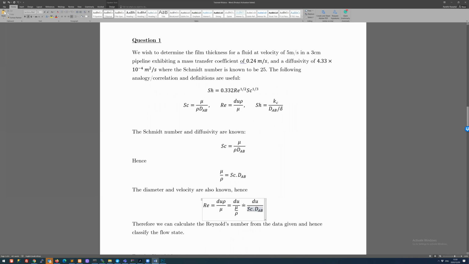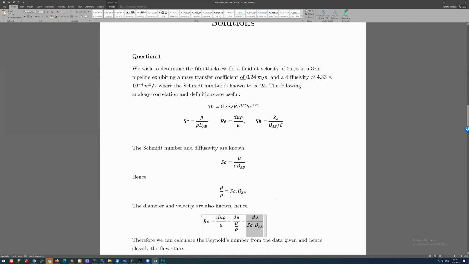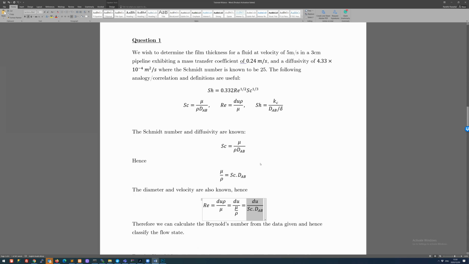So we can estimate the Reynolds number in this way because everything now is given. We are given the diameter and the velocity and the Schmidt number and the diffusivity. So the Reynolds number can be calculated, and then we can use the usual criteria to work out whether the flow is turbulent and so on.